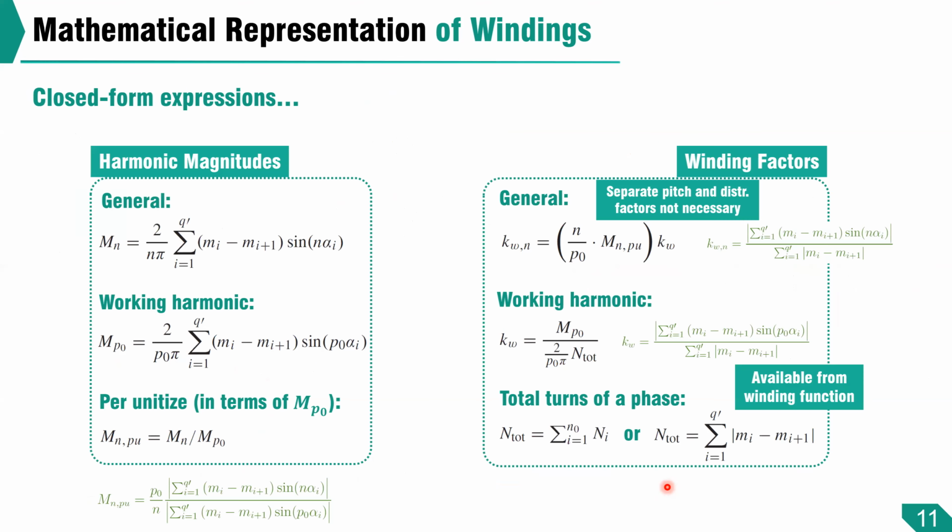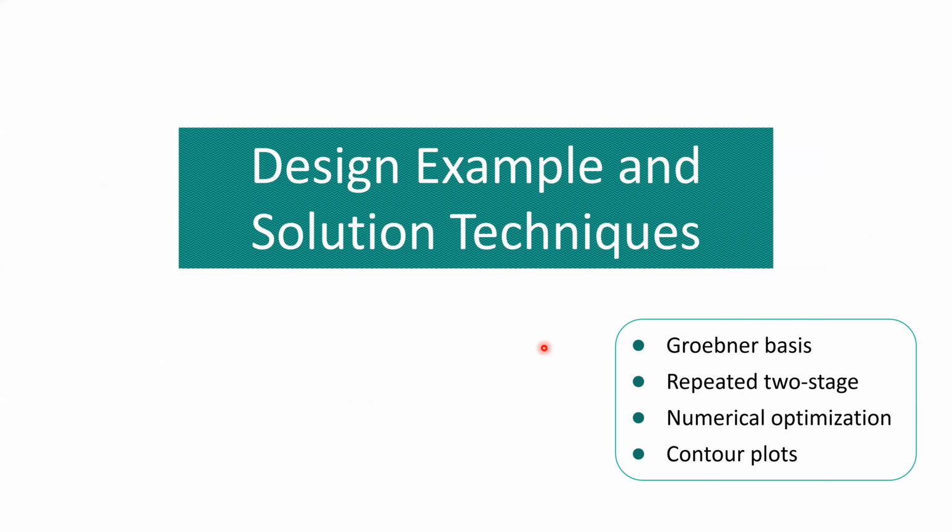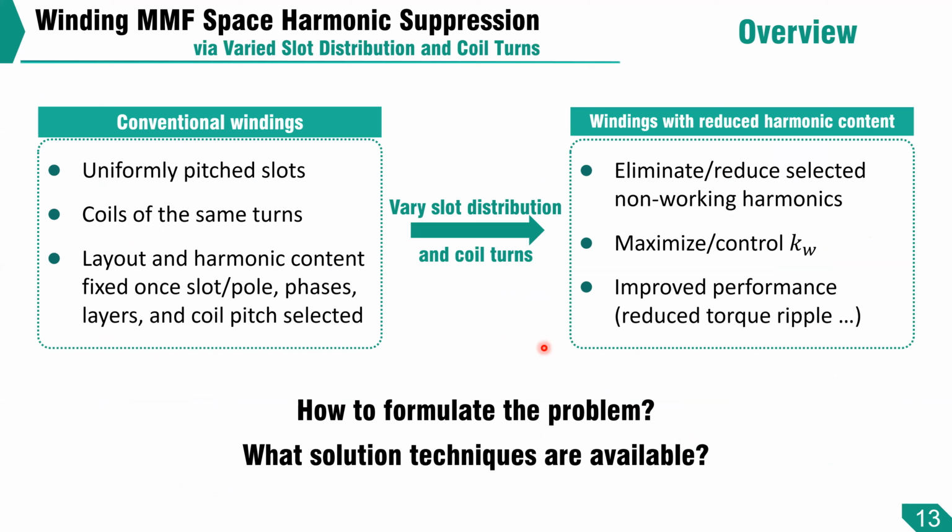At this point, we can summarize the closed form expressions that are available. We have the magnitude for an arbitrary order, and in particular, we can let n be P0 to have the working harmonic magnitude. We can per-unitize by taking the ratio of Mn and MP0. We also have the general form of winding factor of any order and the working harmonic winding factor. We have finished the mathematical representation. It's a good analysis tool.